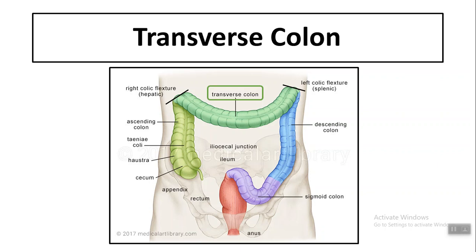The transverse colon is the longest part of the colon, extending between the right colic flexure or the hepatic flexure to the left colic flexure or the splenic flexure. It might reach up to 38 centimeters in length. It forms a U-shaped concavity, and this U-shaped concavity might reach to the umbilical or even the hypogastric region, to the pelvis.